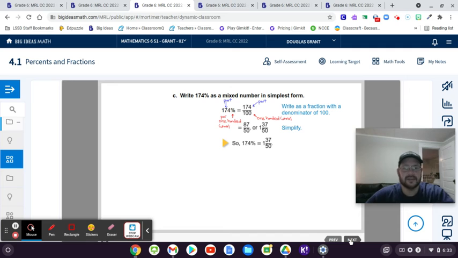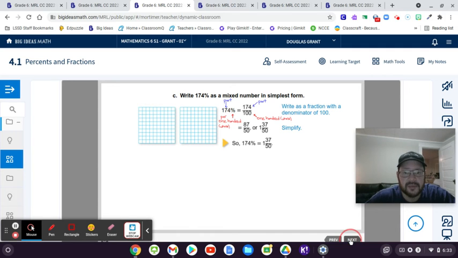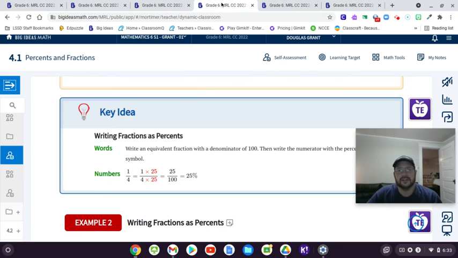Okay, so you got some that are going to be like that today, that are more than 100%, and you have to turn them into simplest form. And then you'll also have to represent some of your answers on these grids. So if it's more than 100%, you need to fill in one grid completely. That's 100%. And then you'd fill in 74 out of the 100 on the second grid. There's 174%.